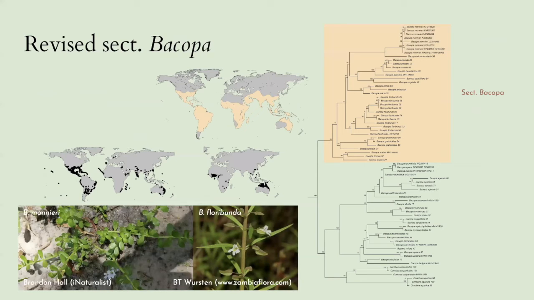Still largely in North and South America, and then I've highlighted the distributions of some of the more widespread species. Bacopa monnieri, as I mentioned, commercially important. This is in the water garden trade and other trades. And then Bacopa floribunda, not found in North and South America, but instead found in Africa and pretty widespread in Australia. So this distribution of the section in Africa, Eurasia, Australia is due to just a couple of these species here.